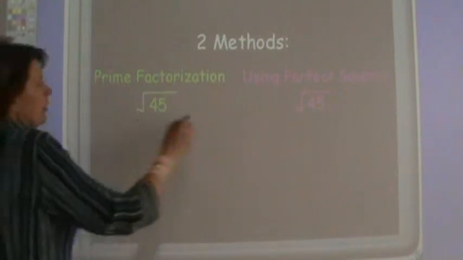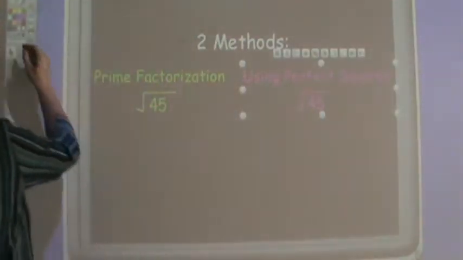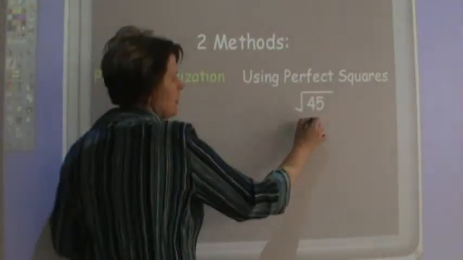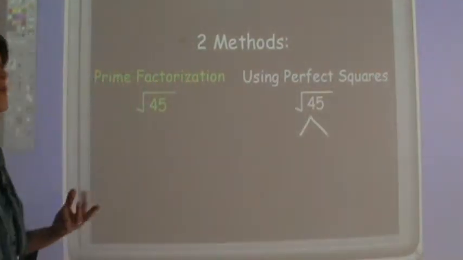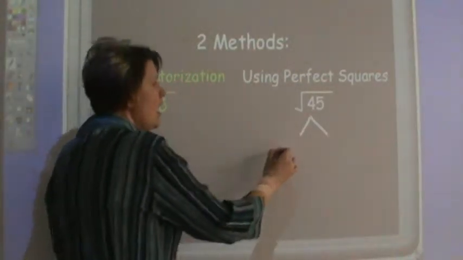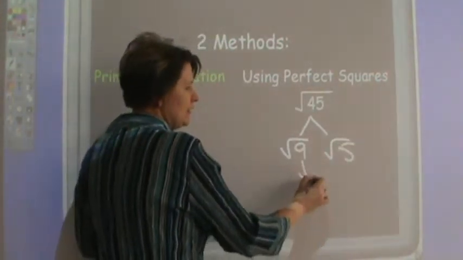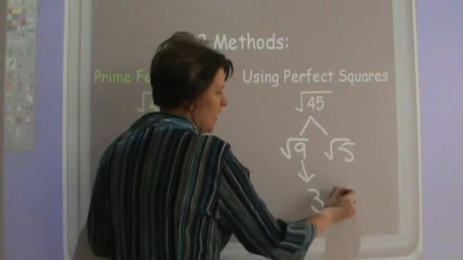Okay, so same problem. Again, sorry, I'll change that to white. All right, so prime factorization. Let's try a perfect square this time. So I think of what goes into 45 that's a perfect square. Well, 9 does. Square root of 9 is 3, and square root of 5 we just leave.